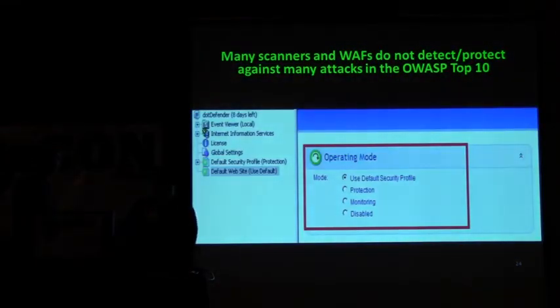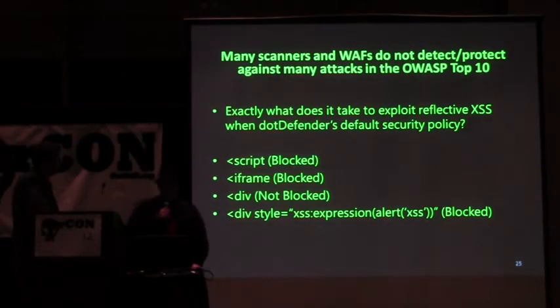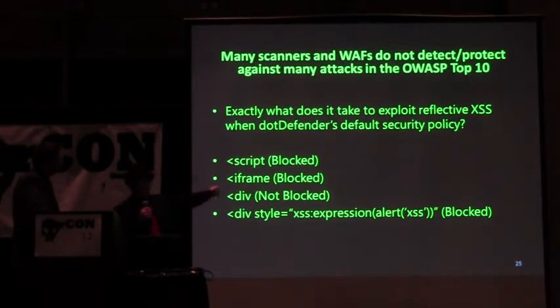All right, so you can see here, there's the configuration, default security profile. Now let's take a look at how I found how to get the cross-site scripting to execute. First, I used the word script. It blocked it. Okay, that's good. I used the word iframe, and it blocks it. So it blocks the iframe HTML tag there. However, it did not block the div HTML tag. See that? But it did block this next one.